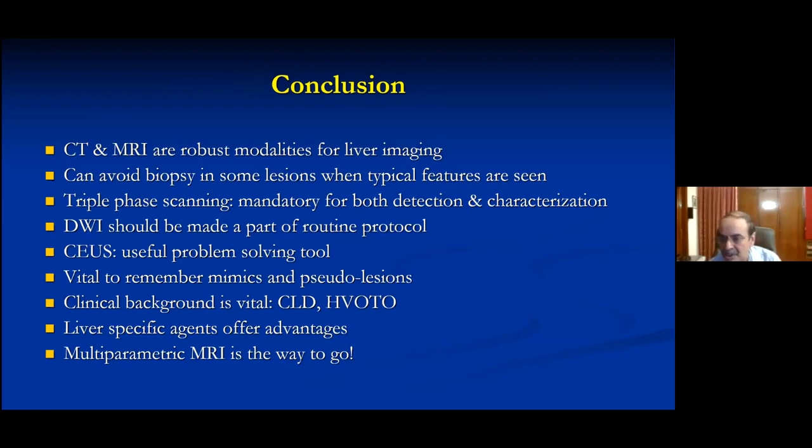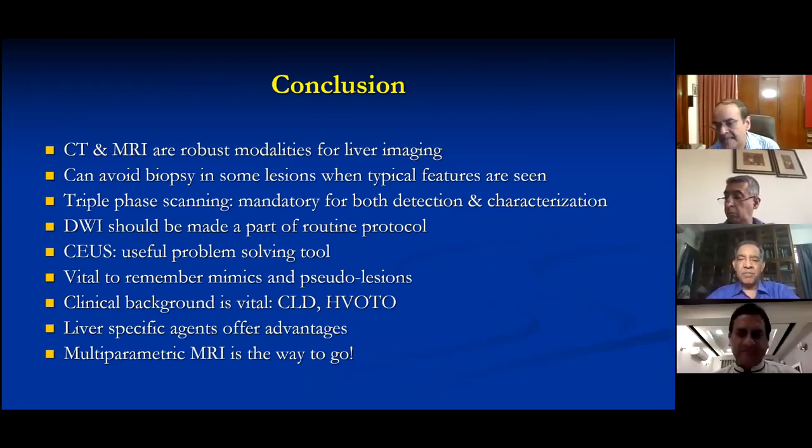Then capsular retraction is seen more often in mass-forming cholangiocarcinoma. Biliary dilatation is seen more often in mass-forming cholangiocarcinoma. These features are not seen so often in HCCs.